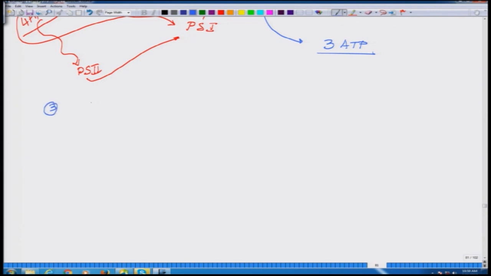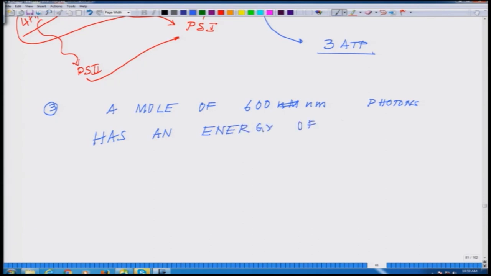a mole of 600 nanometer photons has an energy content of 47.6 kilocalorie. So remember this part, a mole of 600 nanometer photons has an energy of 47.6 kilocalorie.